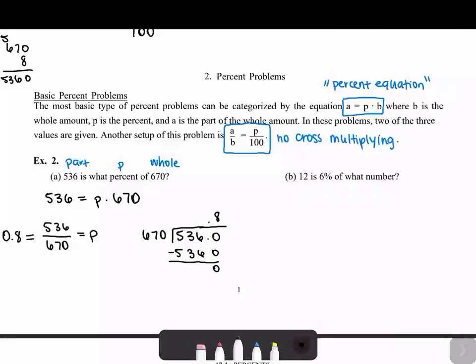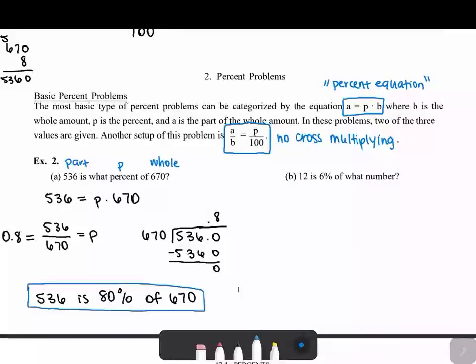So if we were to write out a final answer for this in a complete sentence, we would see that 536 is 80% of 670, because we convert 0.8 to the fraction 80 over 100, which is 80%. And this is our final answer. Okay, so now for the second one. Again, we want to identify what is our part, what is our whole, and what is our percent. So the percent is probably the easiest one to identify. So that's 6% here. And we want to say that 12 is 6% of what number?